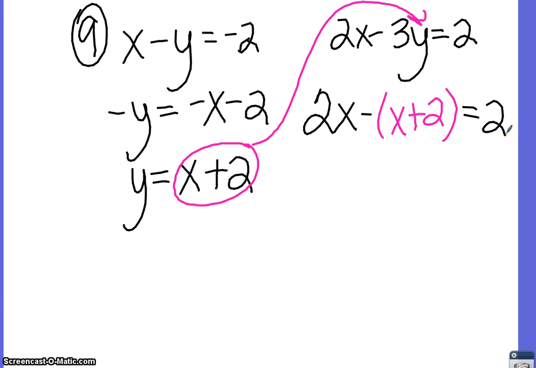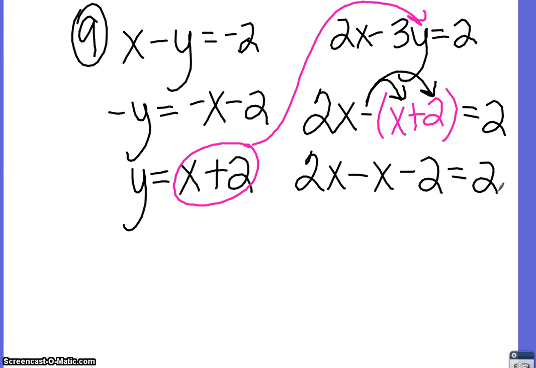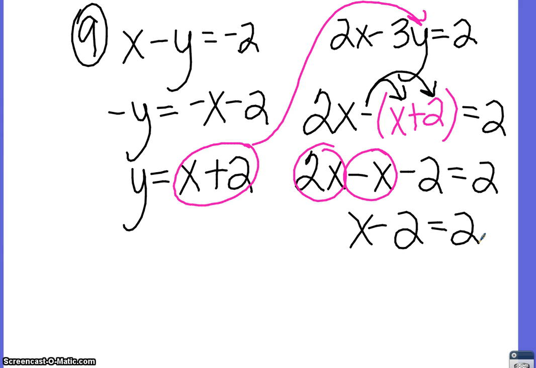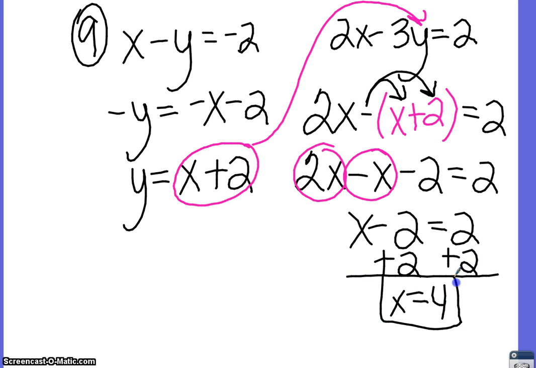Now what did we do next in the last equation? That's right, we distributed. So what am I going to have to distribute in this equation? That's right, I'm going to distribute the negative. So here I'm going to have 2x minus x minus 2 equals 2. So what's 2x minus x? Because again, the next step is to combine our like terms. I should have x minus 2 equals 2. Now how do I get rid of the minus 2? I'm going to add 2 to both sides. So what is my answer for my x? That's right, it's going to be 4.